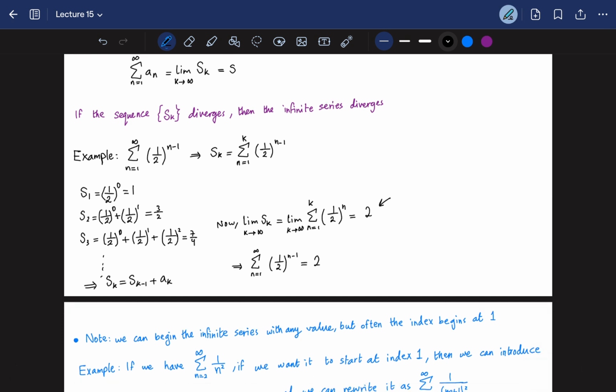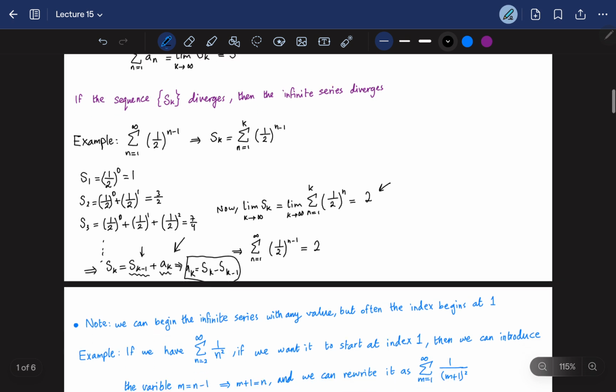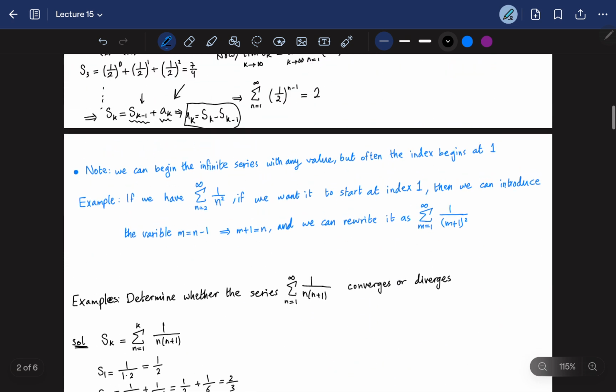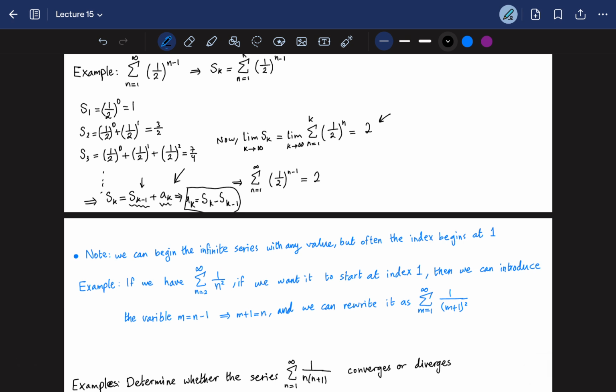So now, if you look here, I can identify the kth partial sum by my (k minus 1)th partial sum, because it's just S_(k-1) plus a_k. From this formula, I can define my kth term as S_k minus S_(k-1). So just keep that in mind for now. It's not that important. Okay, so like a sequence, I can start my infinite series with any value. It doesn't have to begin at 1.